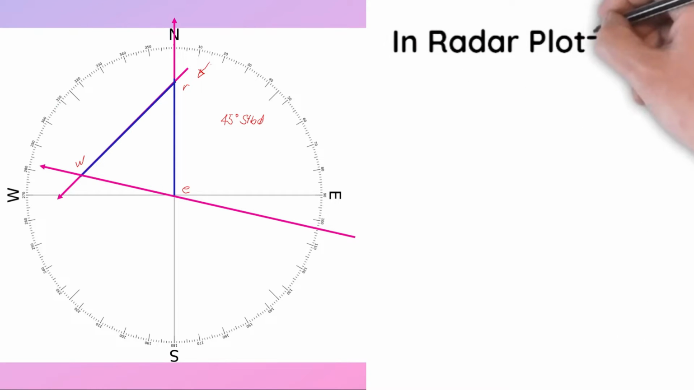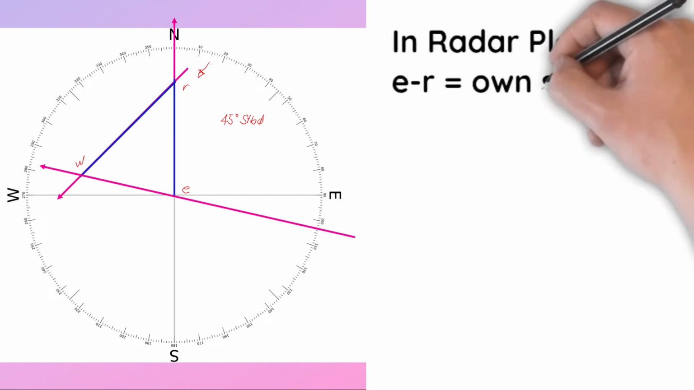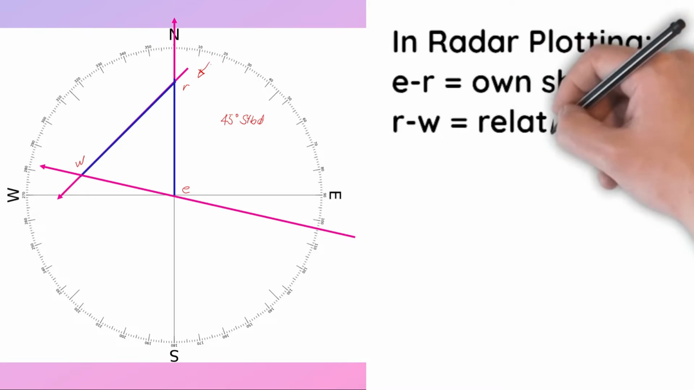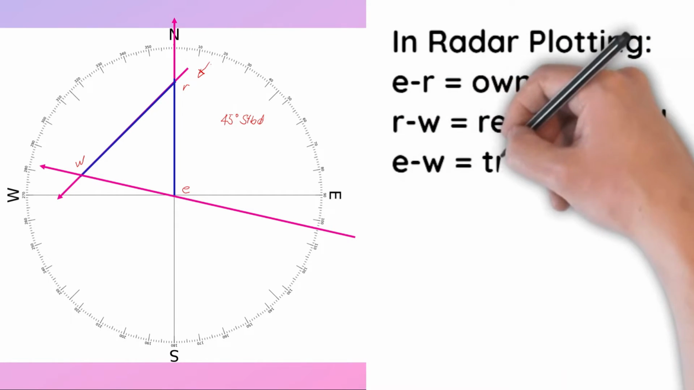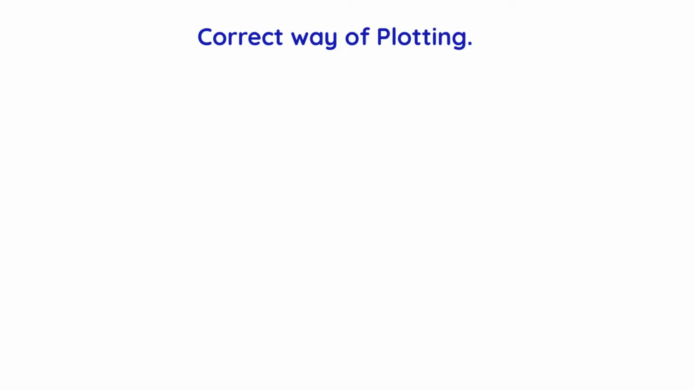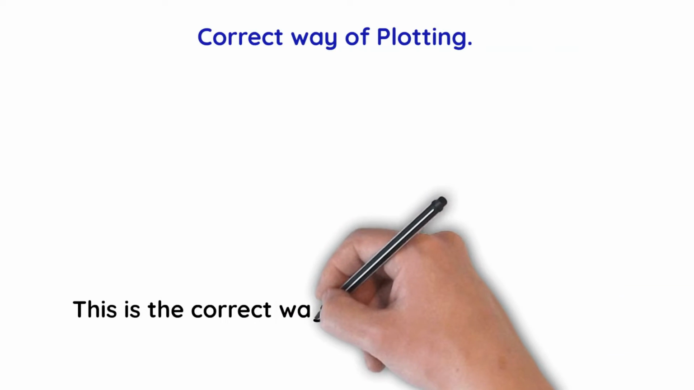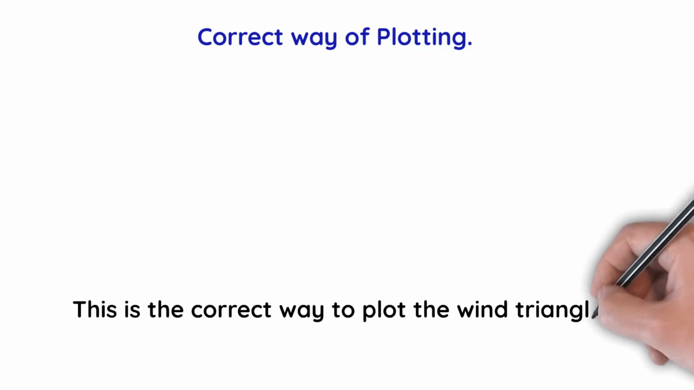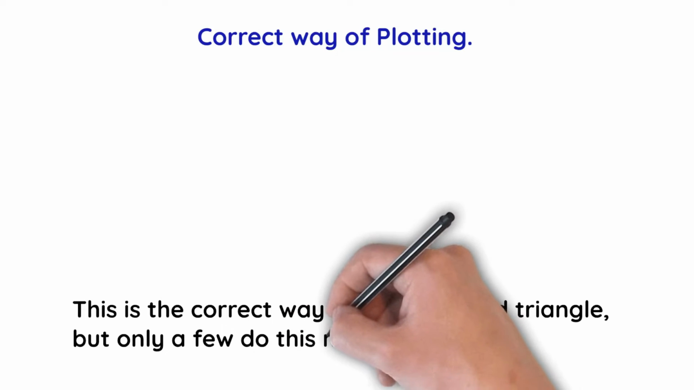In radar plotting, E to R is own ship, R to W is the relative wind, and E to W is the true wind. This is the correct way to plot the wind triangle, but only a few do this method.